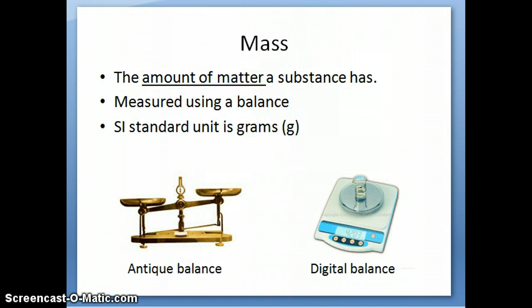Now let's talk about some basic properties that chemists regularly measure. The two properties I want to focus on are mass and volume. Mass is a measure of the amount of matter that a substance has. Normally mass is measured using a balance. As you can see here, there are two types that I'm showing. There are many more. This is an antique balance, and this is the type of balance that you'll more often see in a modern chemistry lab. It's called a digital balance, where you just put the object on top of the plate and a number will show here to indicate the mass of that object. The standard unit in SI system for mass is grams.